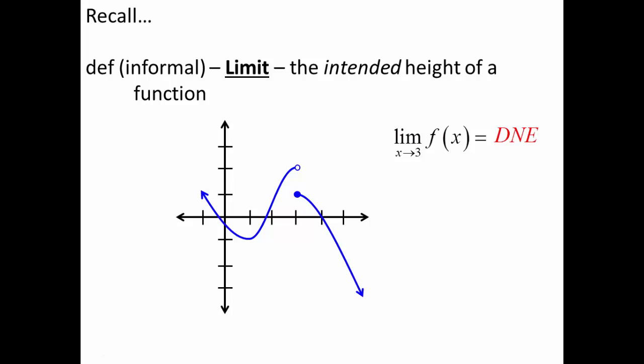But the limit is not about where the function is, the limit is about where the function is intending to be. The fact that I'm going to one location from one side and a different location from the other side means that there is no intent.